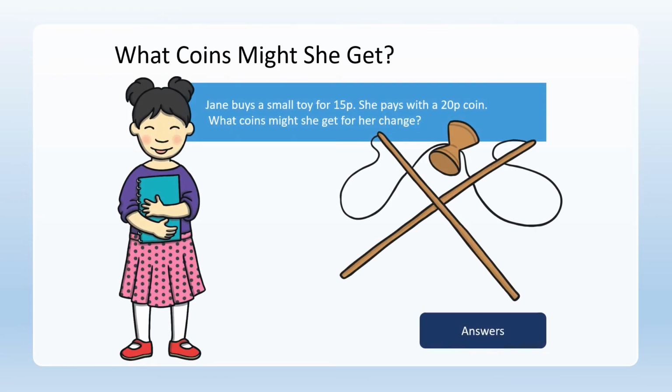So, what coins might she get? Jane buys a small toy for 15p. She pays with a 20p coin. What coins might she get for her change? Pause the video and work out this question. Remember to show me all of your working out and how you find your answers. You can then come back and see if you got the answers right.